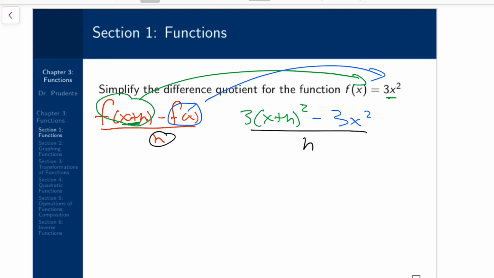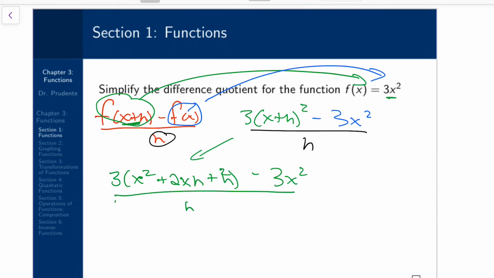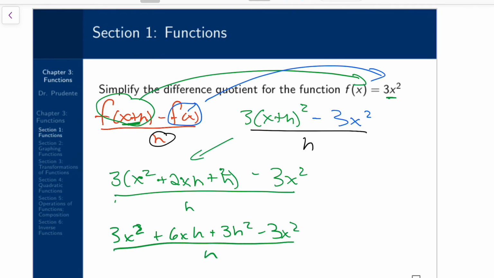Okay? And so what we want to do is just simplify this. Right? We'll move this down here. And so I'll say, what can I do to simplify this? The first thing I'll have to do is expand, right? I can't distribute that squared between x and h. I have to FOIL, minus 3x squared divided by h. Right? I can distribute this 3, so I get 3x squared plus 6xh plus 3h squared minus 3x squared all over h.